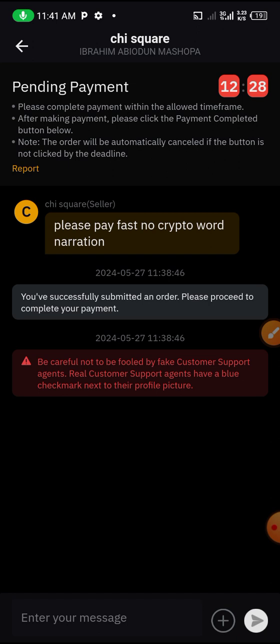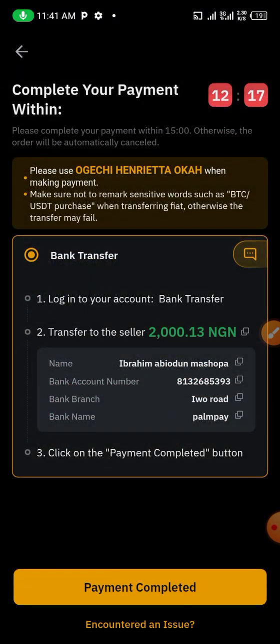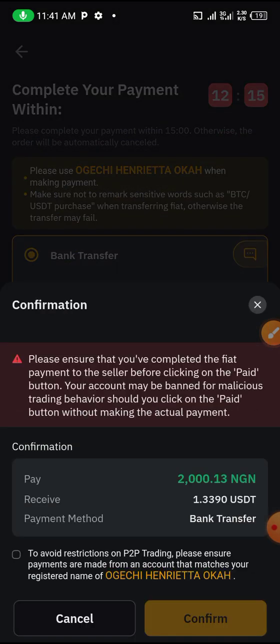Why? Because the federal government is going to ban your account. Yes, they're going to ban your account for transacting on crypto because crypto is banned in Nigeria. All right, so I'm going to make payment. Let me click that I've already paid. You check in this board and confirm that you have already paid.